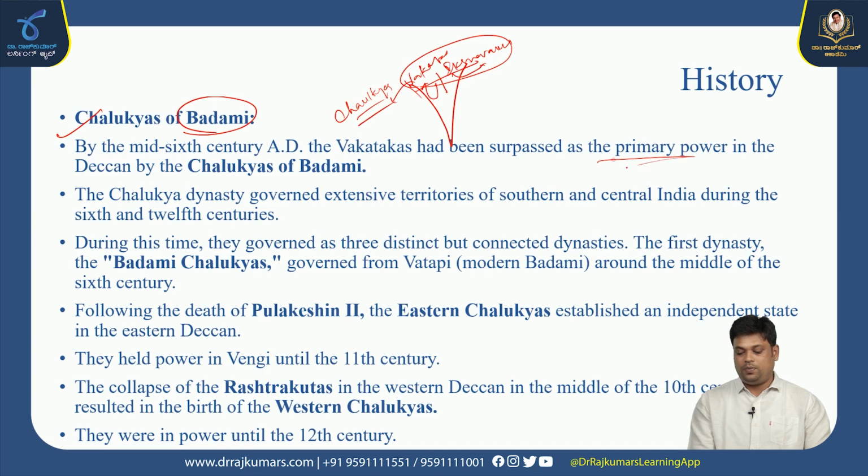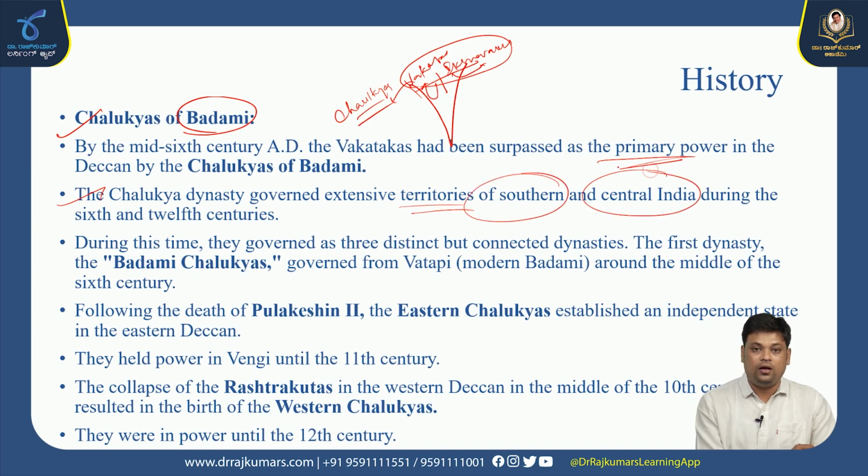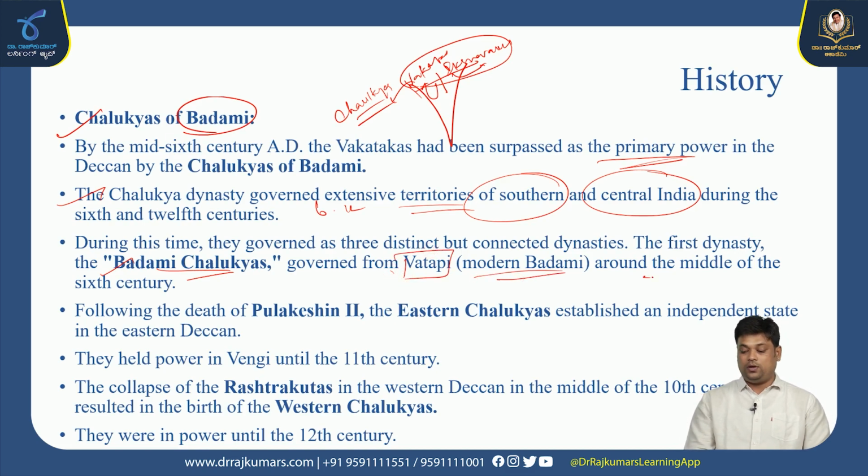So they become a primary power in the Deccan region. The Chalukyas of Badami came up with extensive territories of the southern and central part of India during the 6th to 12th century AD. Badami Chalukyas governed their state from Vatapi, that is modern day Badami. Pulakeshin II and Eastern Chalukyas established an independent state in the Eastern Deccan.